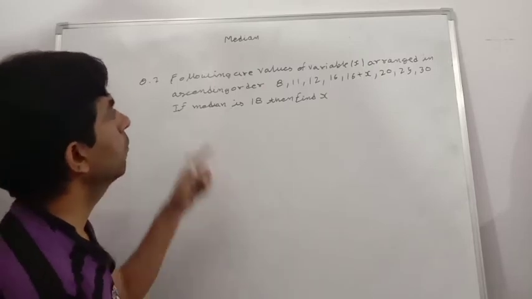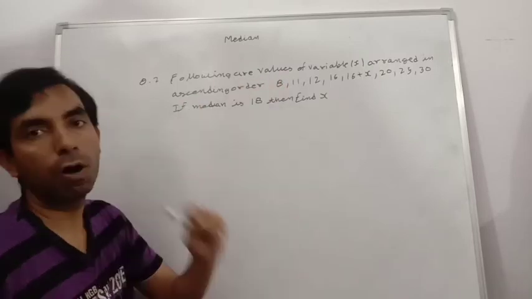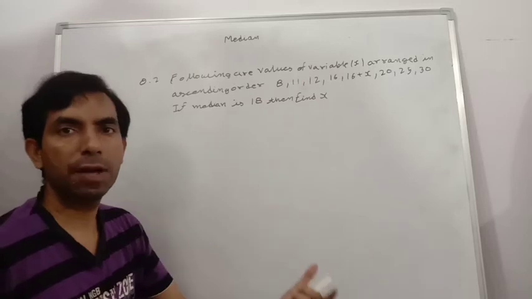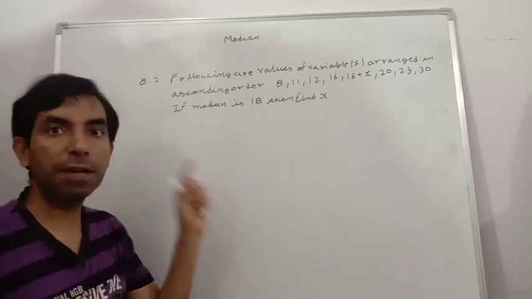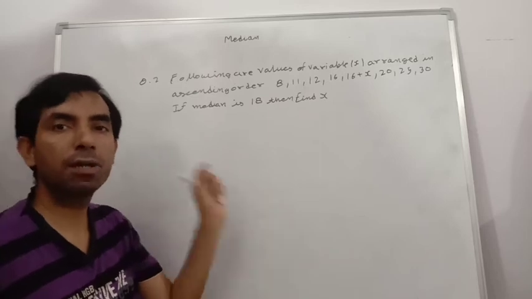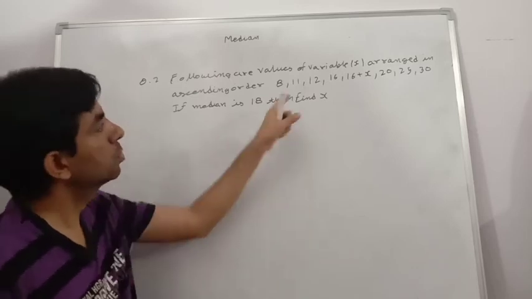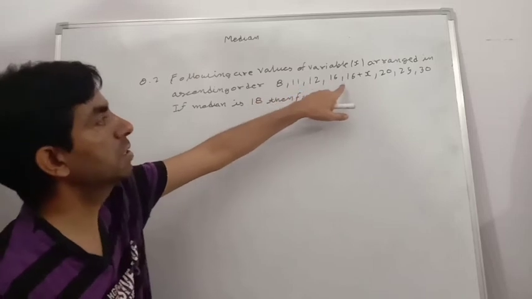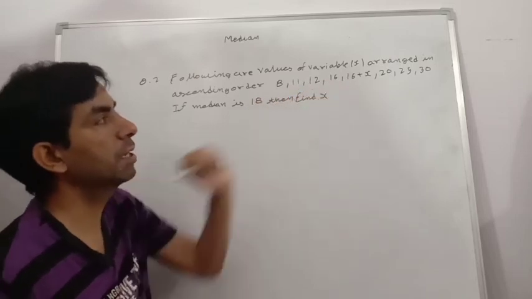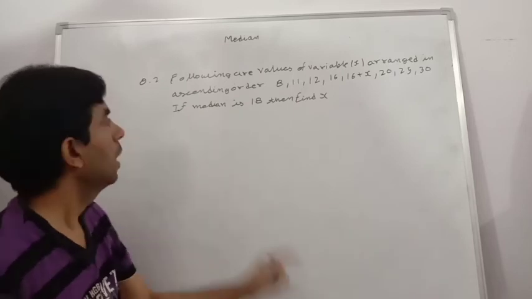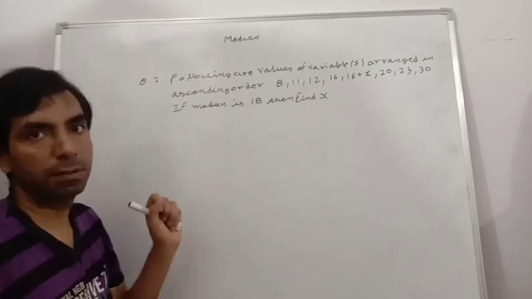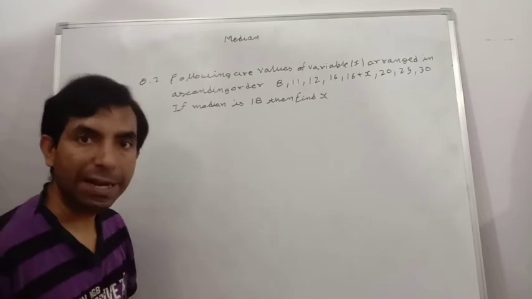Here we have given the following data, values of a variable. It means some data are given and arranged in ascending order. I already said that if the median is given, then the data is always in ascending order. So our data is 8, 11, 12, 16, 16 plus x, 20, 25, 30. The total number of data is 8, which is even. The median is 18, so we have to find the value of x.